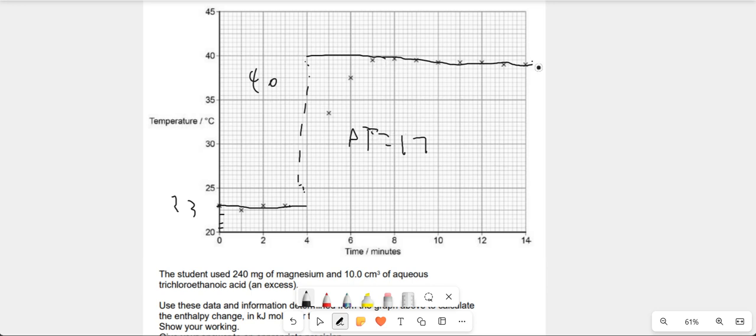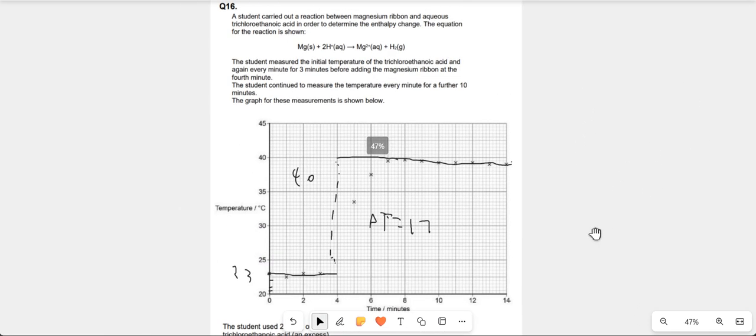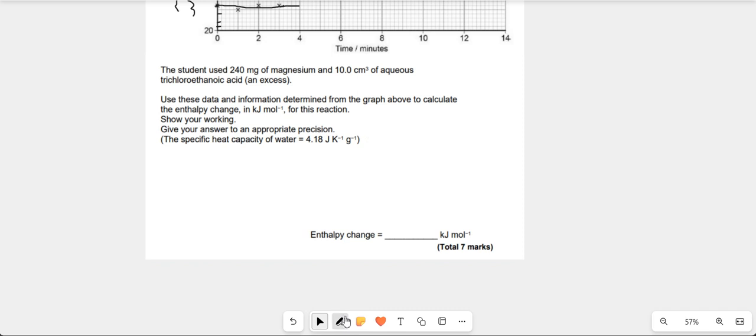So take that, it should be a straight line going with the general trend all the way to 40. You need to extrapolate all the way to the fourth minute here, because the reaction happens around the fourth minute, three minutes after adding, I'm pretty sure. Alright, calm. So now that I've got delta T from the graph here, you just find q equals mc delta theta.